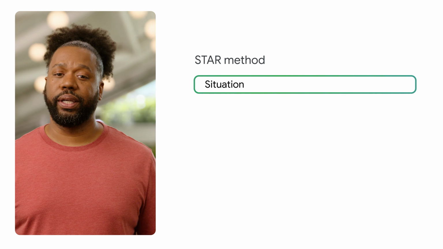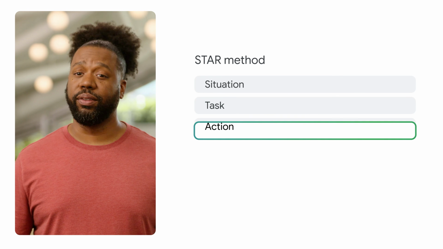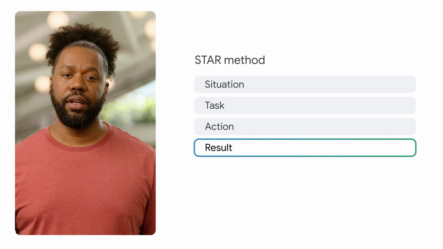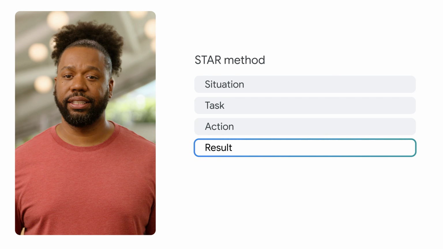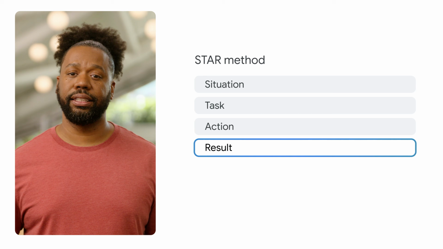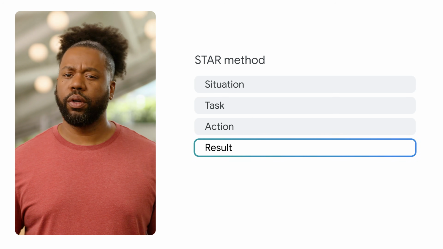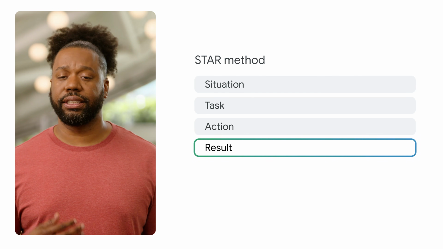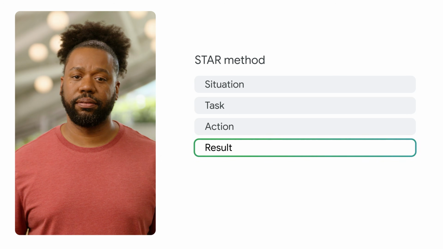STAR stands for situation, task, action, and result. It's a storytelling framework that can help you communicate your experiences and skills in a clear, concise, and compelling way. This will help the interviewer understand exactly how you successfully managed certain situations. How might this come to life in a real interview?